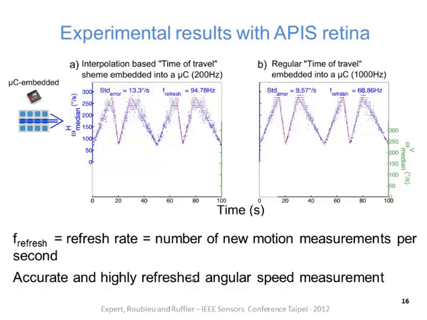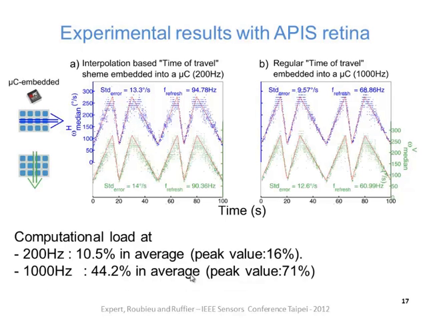As a comparison, we did the same thing, but at 1 kilohertz, without interpolating the signal. Of course we obtained better results, but they're only slightly better, around 10 degrees per second of dispersion. So the conclusion was that we had accurate and highly refreshed measurement of the angular speed thanks to our processing. And the main advantage was that the computational load was strongly reduced. From 200 Hertz we had 10.5%, whereas at 1 kilohertz we had 44.2% on average. So we divided by more than 4 the computational load of our microcontroller.